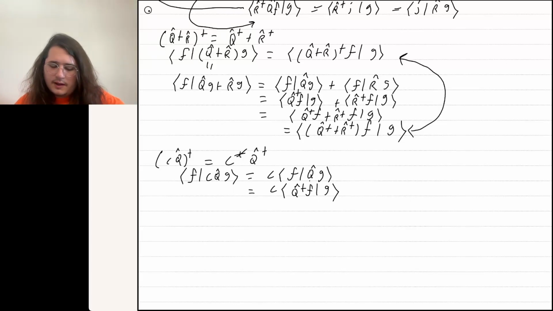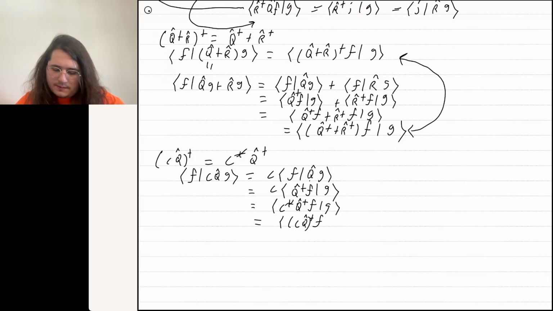And if you wanted to have C inside the bra rather than inside the ket or outside of the inner product, you would have to take the complex conjugate, because any C number that's in a bra has to be the complex conjugate of it if it was in a ket. So it's C star Q dagger F with G. And so, yep, that's the Hermitian conjugate of CQ.